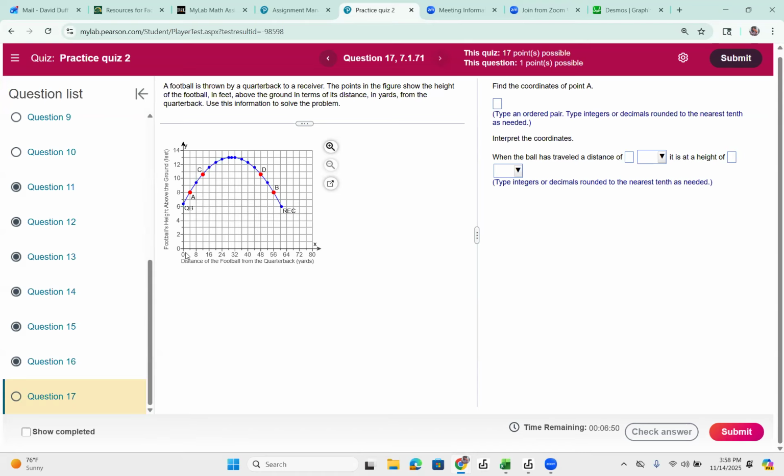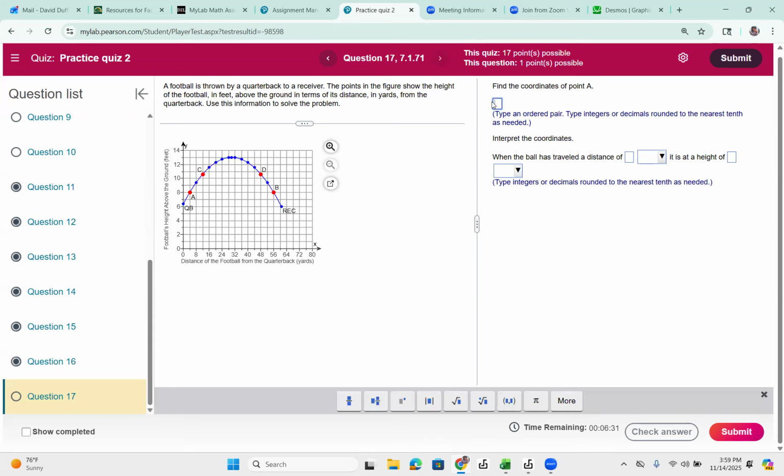All right, we need to take note of what these tick marks represent on the horizontal axis, right? Each tick mark is 4 yards. So point A would be an x value of 4 and a y value of 8. It's almost like this problem feels guilty about problem 16, and then it says, all right, let's give us a nice easy one and round it out.